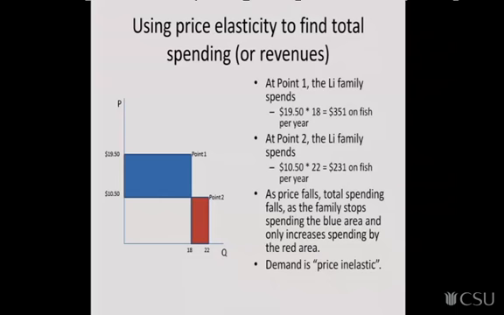So here I've put the Lee family's 2 points up there again. $19.50, and they bought 18 kilos at a price of $10.50. So when prices fell by 60%, they only purchased 4 more, or around 20% quantity. So what happens if you look at, say, moving from a price of $19.50 down to a price of $10.50? So price is about half. Another way of thinking about this is in terms of revenues.